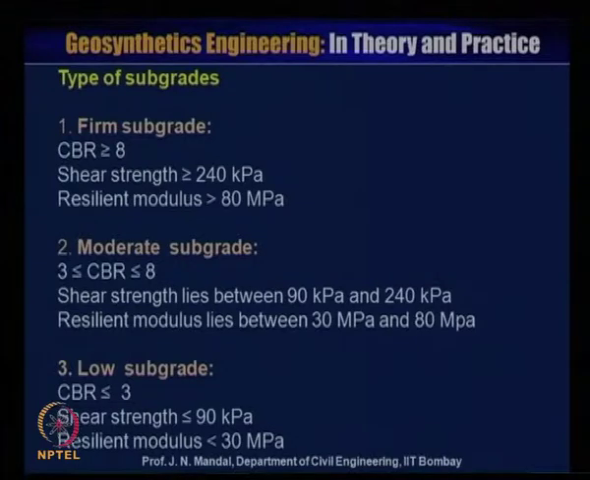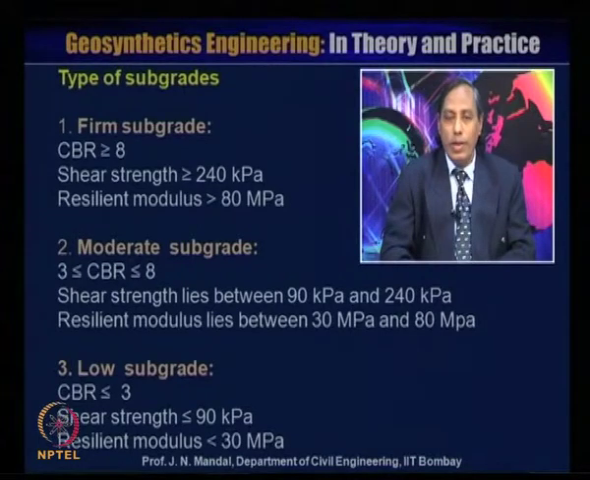Now, what will be the type of the subgrade? Number 1, it may be the firm subgrade if the California bearing ratio or CBR is greater than or equal to 8 and shear strength value greater than or equal to 240 kilopascal and resilient modulus is greater than 80 megapascal, MPa. Number 2, if it is a moderate subgrade, that means when the CBR is greater than or equal to 3 but less than or equal to 8, then shear strength lies between 90 kilopascal and 240 kilopascal and resilient modulus lies between 30 megapascal and 80 megapascal. Number 3, low subgrade. If CBR is less than or equal to 3, then shear strength is less than or equal to 90 kilopascal and resilient modulus is less than 30 megapascal.